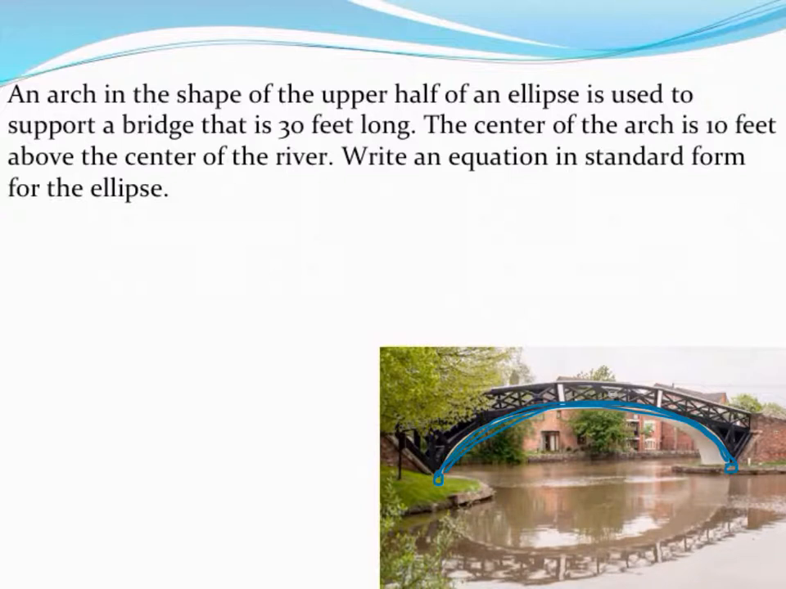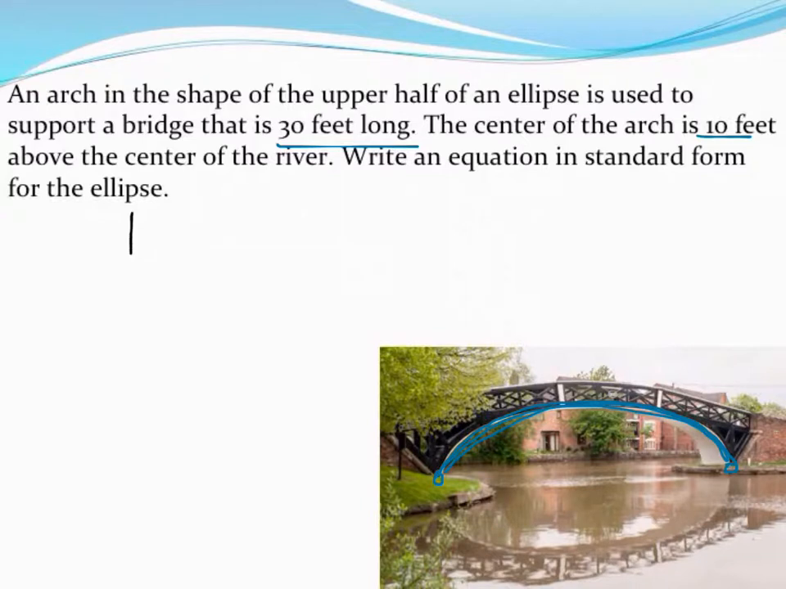And they give us a piece of information about the ellipse: how long the bridge is, and also how high the bridge is above the water. And using that information, they ask us to write an equation for this upper half of the ellipse. So this is actually really not that hard to do if we're careful about where we decide to place the ellipse on a coordinate grid.